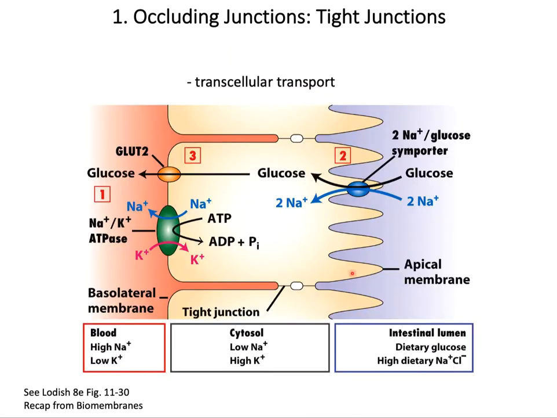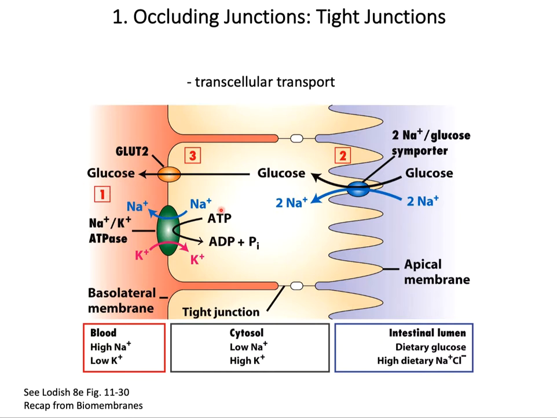Another really important role of the tight junction is in transcellular transport. And again, we saw this when we were studying membrane biology. You will remember this example, the figure showing the transport of glucose from the intestinal lumen, which is on the apical side of the epithelial lining of the intestine, all the way across the cell, and then release of the glucose to the basolateral side of that epithelium. And this is known as transcellular transport.